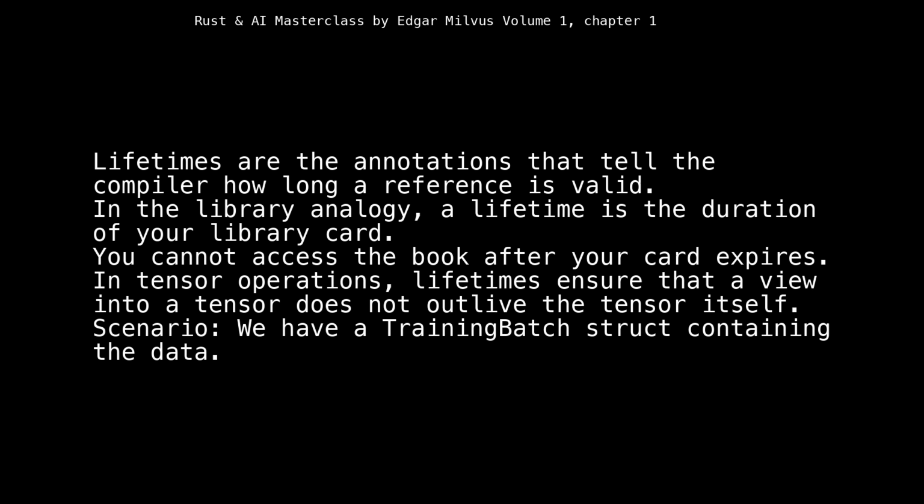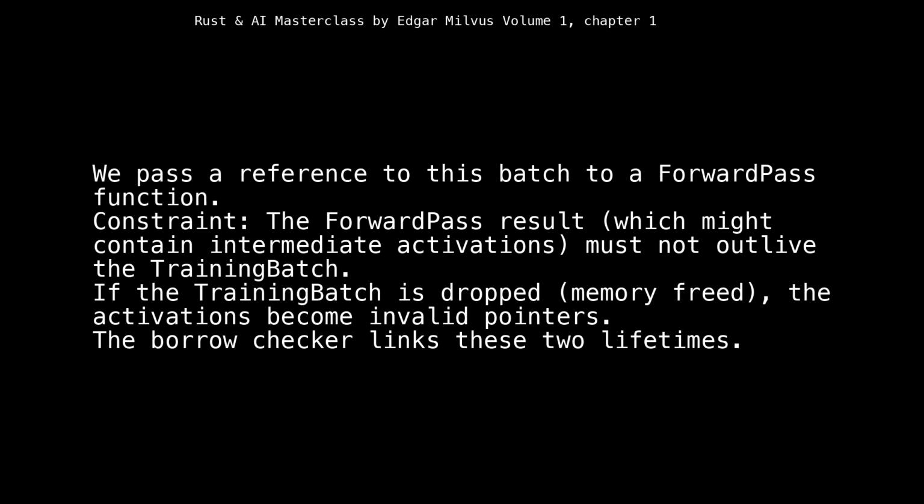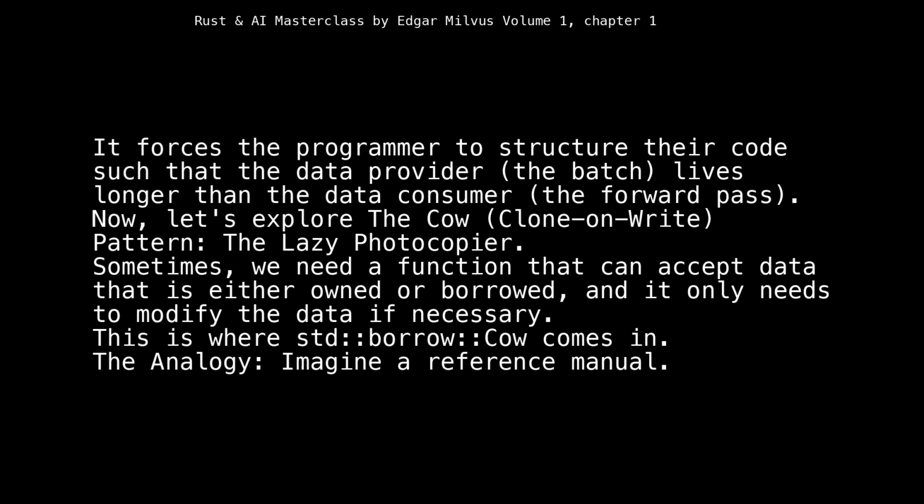Scenario: we have a training batch struct containing the data. We pass a reference to this batch to a forward pass function. Constraint: the forward pass result, which might contain intermediate activations, must not outlive the training batch. If the training batch is dropped, memory freed, the activations become invalid pointers. The borrow checker links these two lifetimes. It forces the programmer to structure their code such that the data provider, the batch, lives longer than the data consumer, the forward pass. Now, let's explore the clone on write pattern, the lazy photocopier.